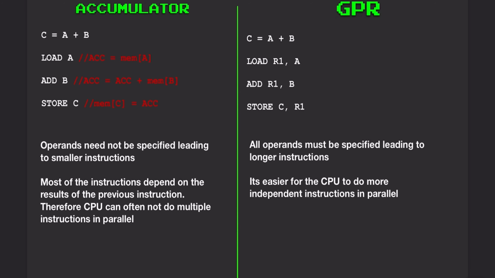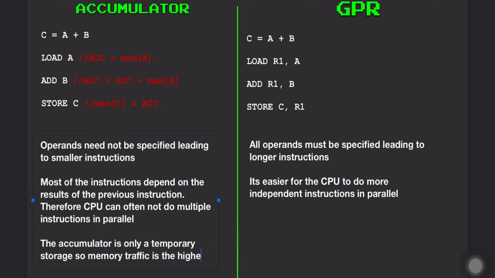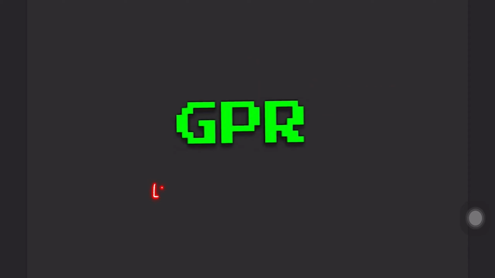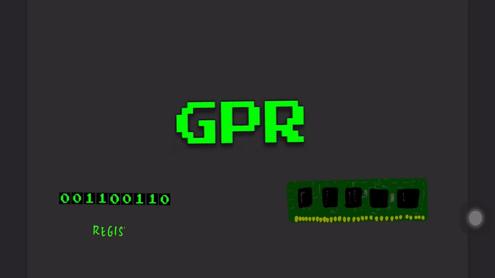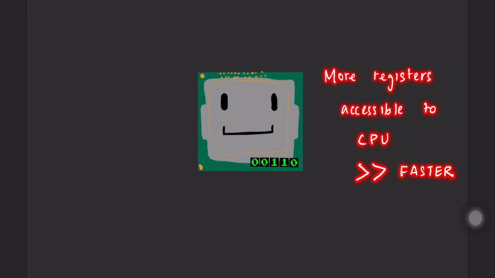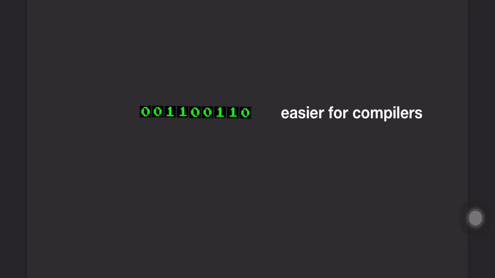In the accumulator model, the accumulator is only a temporary storage, so memory traffic is very high for this type of architecture. Earlier, CPUs were of the first two types, but in the last few decades, all CPUs are made of GPR processors. The two major reasons for this are that GPR registers are faster than memory. The more data that can be kept internally in the CPU, the faster the program will run. The other reason is that registers are easier for a compiler to use.